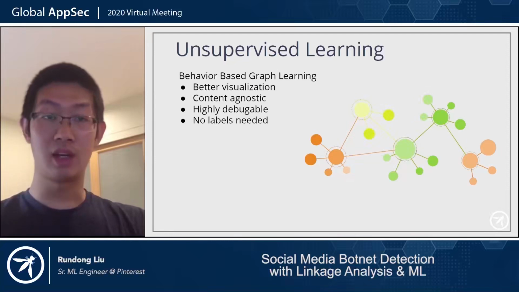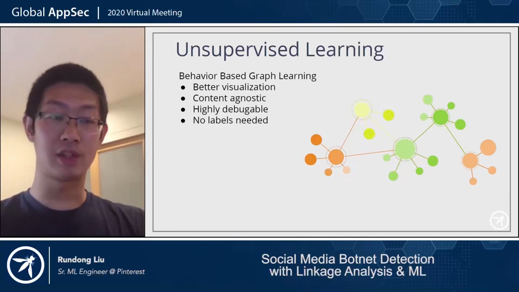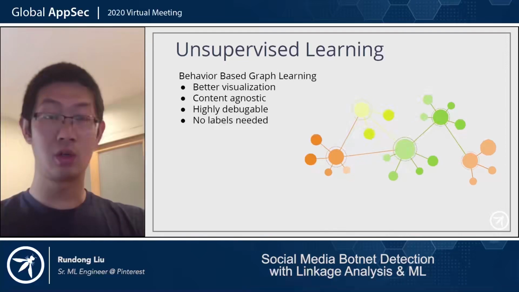And this method is highly debuggable, which means if you find some false positive cases, you can quickly dig into the graph and find out what is causing the false positive and fine-tune your model. And this method does not require any labels at all.